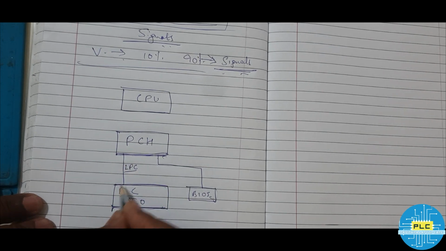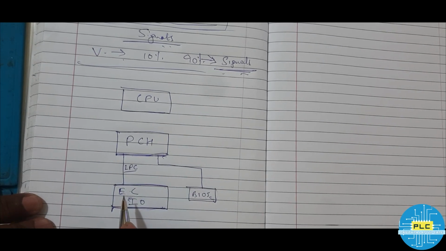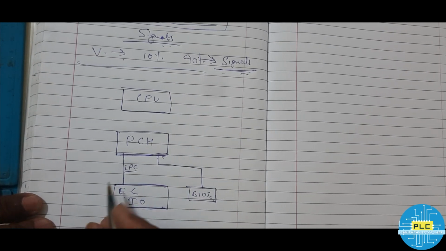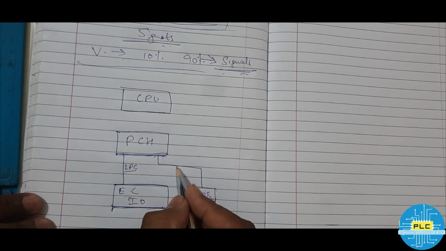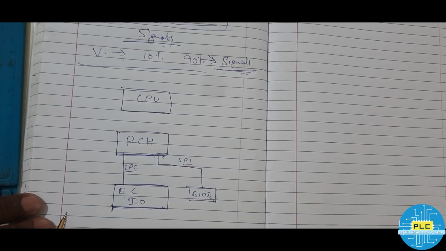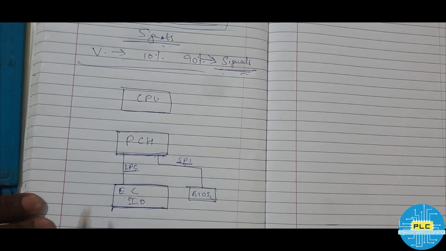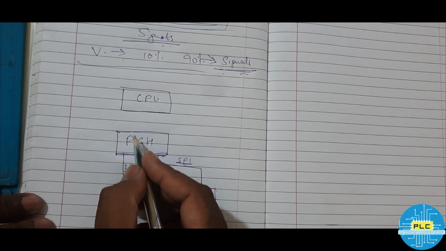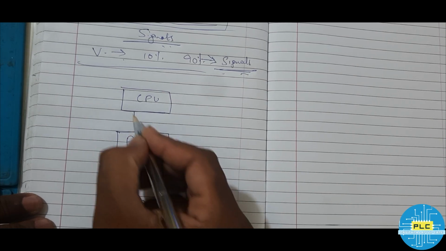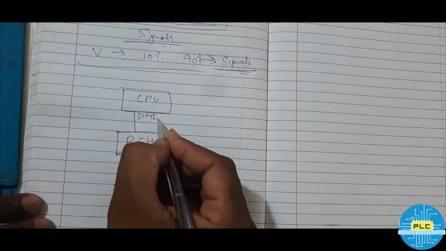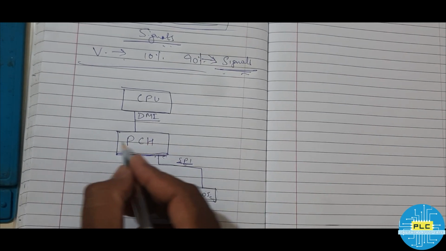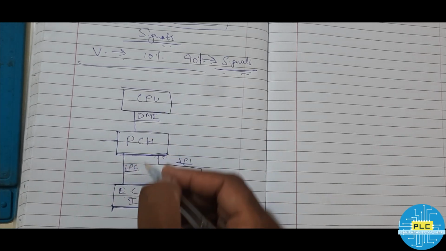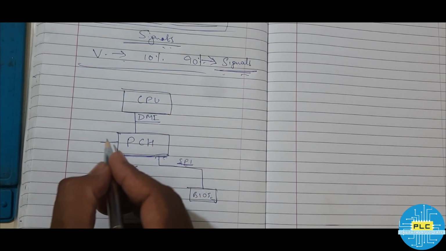LPC bus. Okay, LPC bus. I will explain what that LPC is. And the same PCH will communicate with the BIOS chip through SPI. Please note down this LPC, SPI. And the same PCH will communicate with the CPU with DMI.